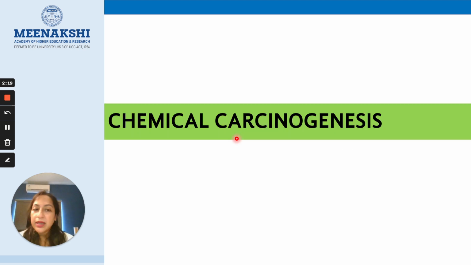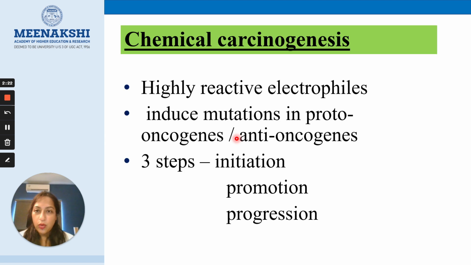In chemical carcinogenesis, you need to know that these chemical carcinogens are all around us. One of the most common ones is polycyclic aromatic hydrocarbons that come from the burning of fossil fuels. They are highly reactive electrophiles. What do you mean by highly reactive electrophiles? Highly reactive electrophiles are very electron deficient, electron hungry compounds. And what is an electron rich component of our cell? It is the DNA and the RNA. So they are highly attracted to our DNA and RNA material.